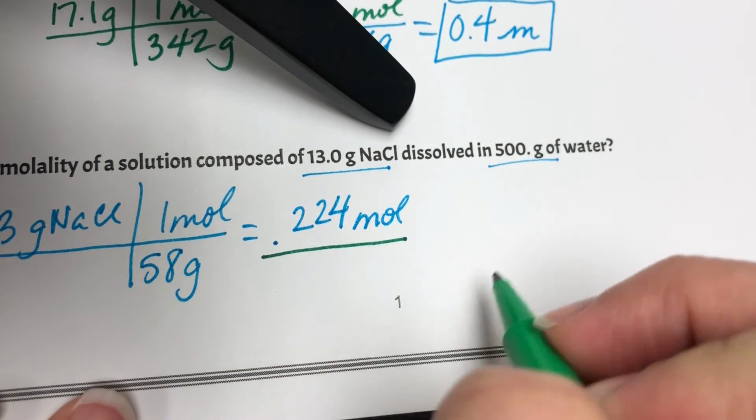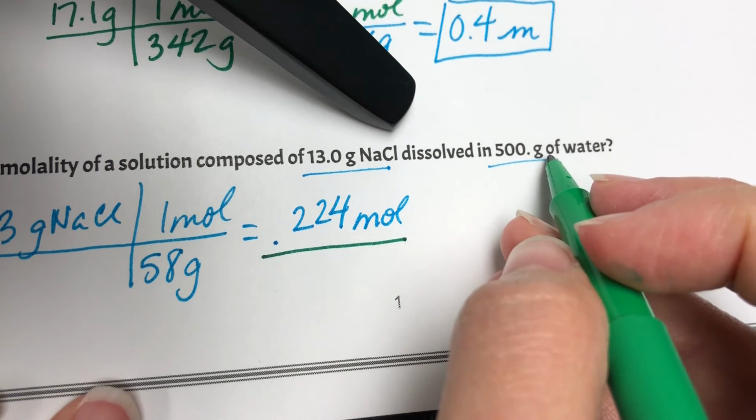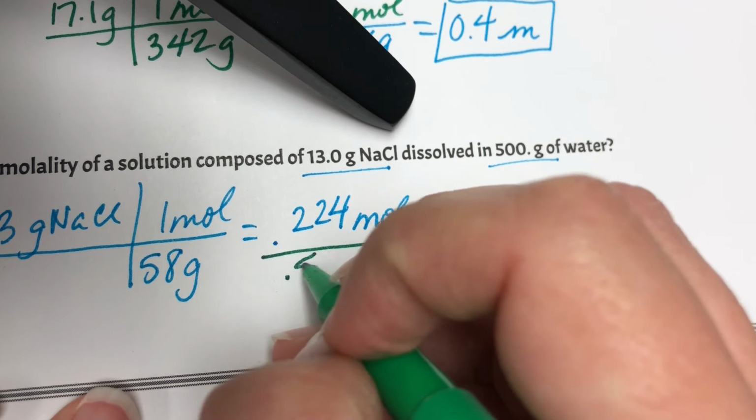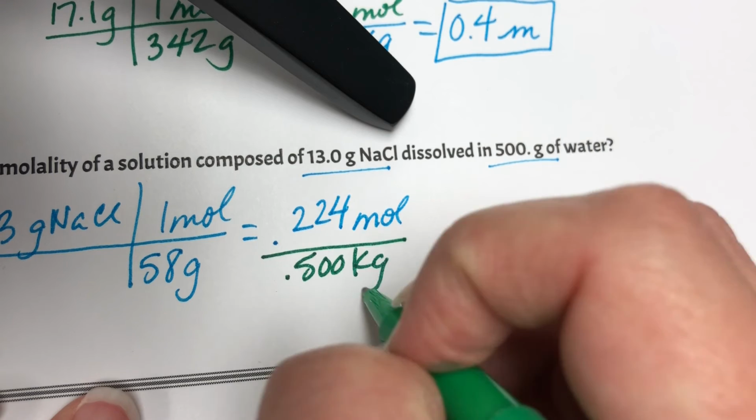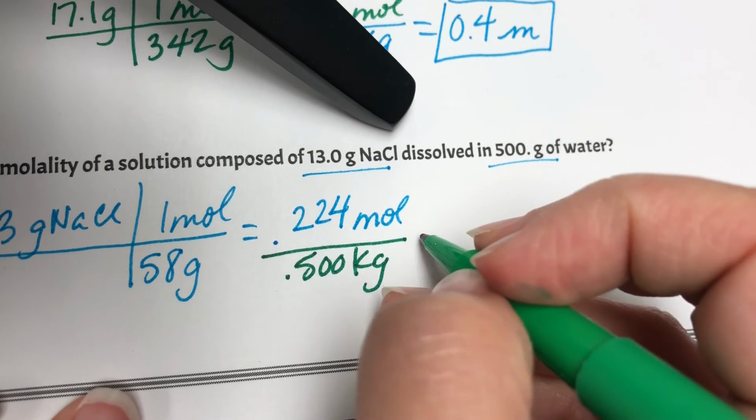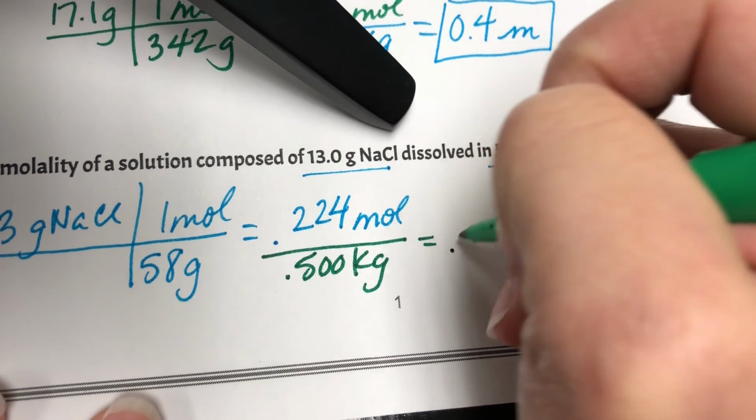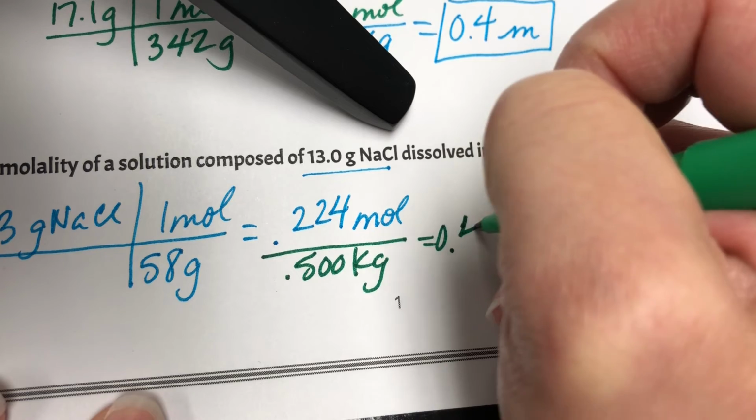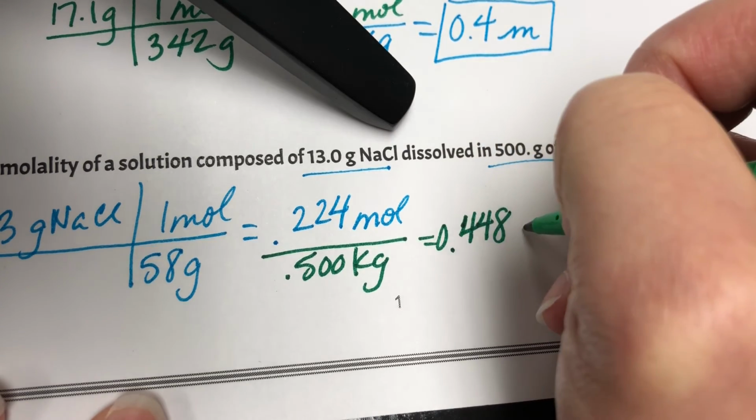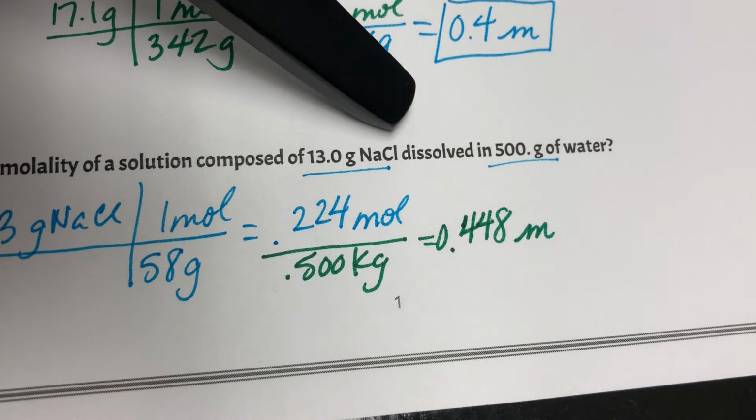Dividing 0.224 by 500 grams, or 0.5 kilograms, 0.224 over 0.5 is 0.448 molal.